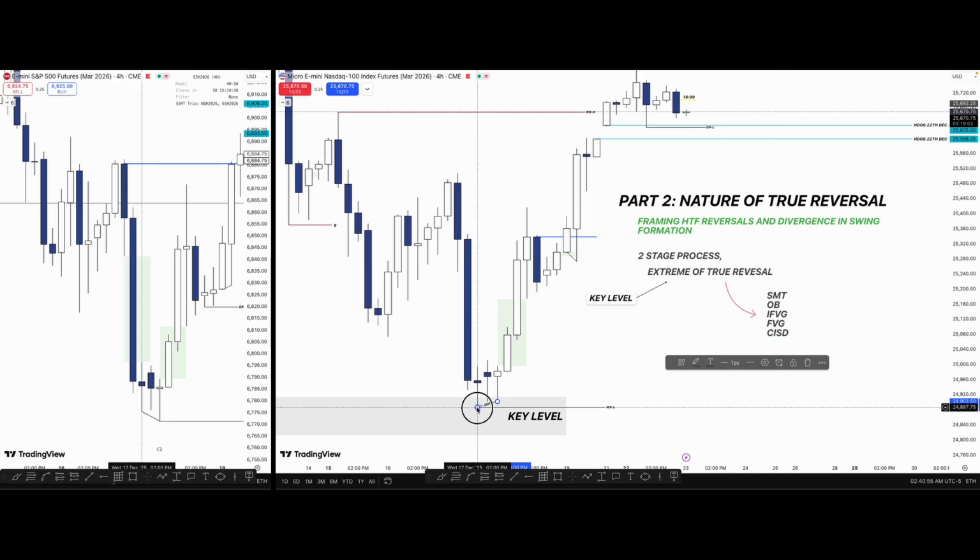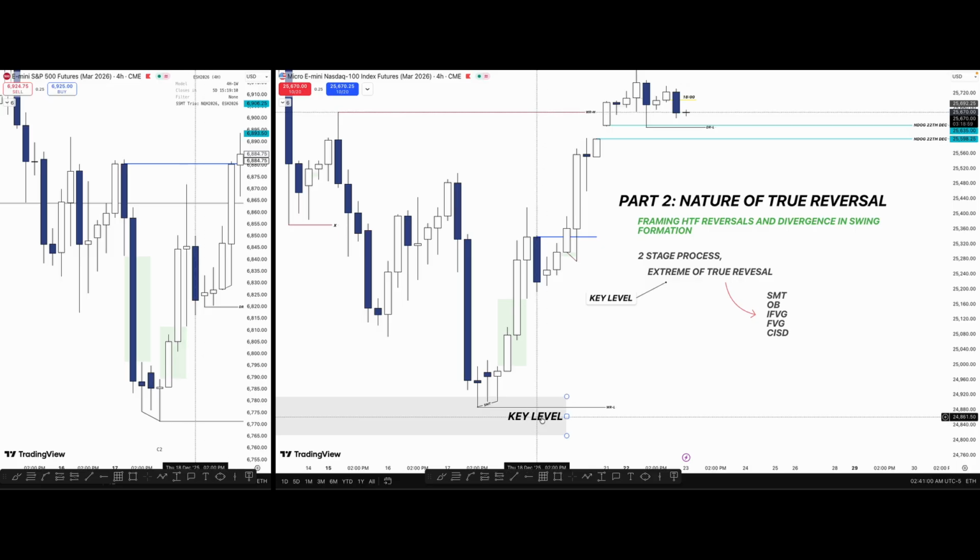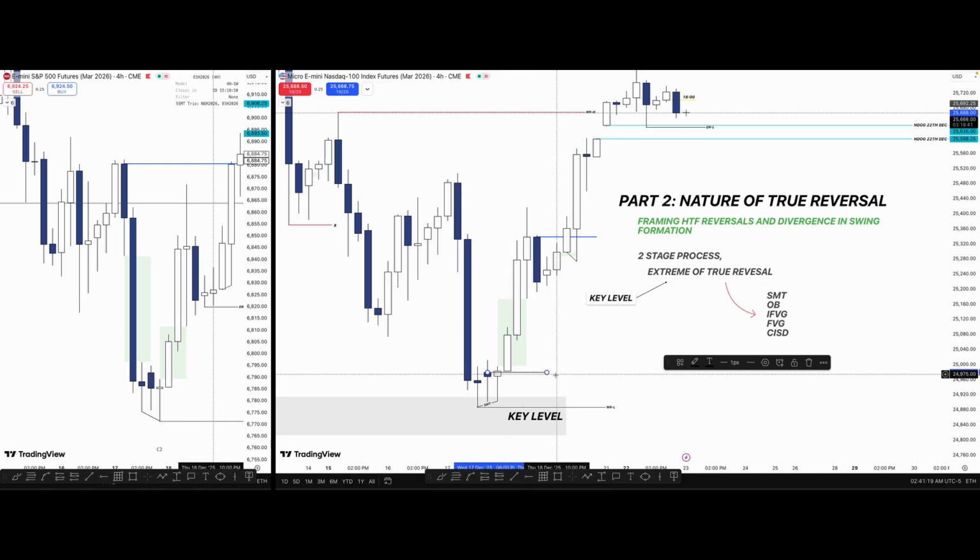Something like this. See, the first is your SMT, right? The price came in, manipulated the key level, created a swing formation, right? Created divergence. Divergence is what? Divergence is your SMT, which is the failure swing that it created, right? Then the second thing it did was it created an order block, right? This is your order block, right?